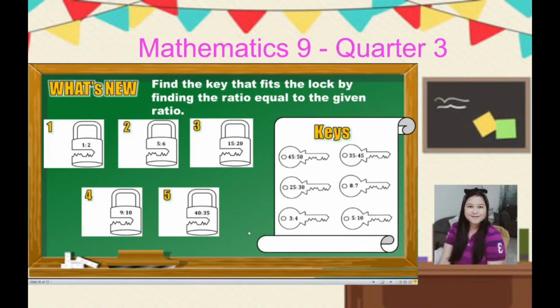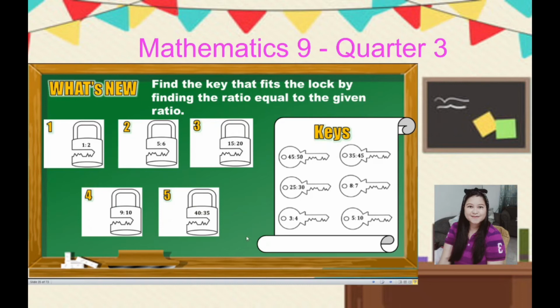So, for our activity, what's new? We need to find the key that fits the lock by finding the ratio equal to the given ratio. Tingnan natin kung ano yung equivalent ng mga nasa numbers 1 to 5 doon sa mga keys na makikita natin on the right side of our presentation. Ano kaya yung magmamatch na key doon sa ating mga padlocks? Paano natin mahanap yon? Hanapin lang natin yung equal na ratio ng nasa padlock doon sa nasa keys.